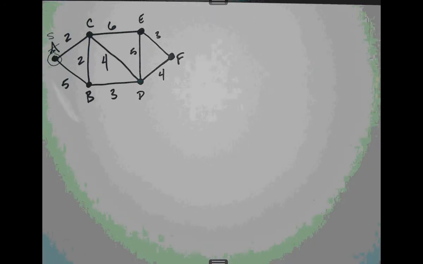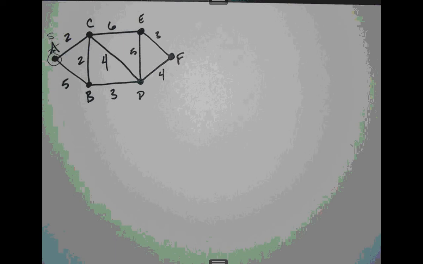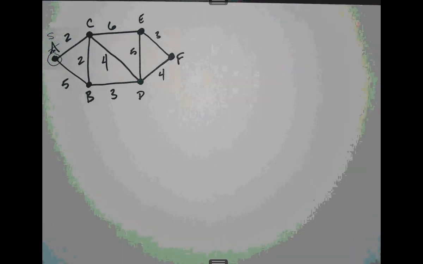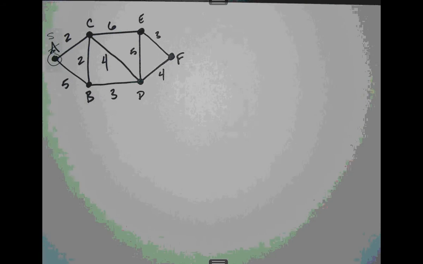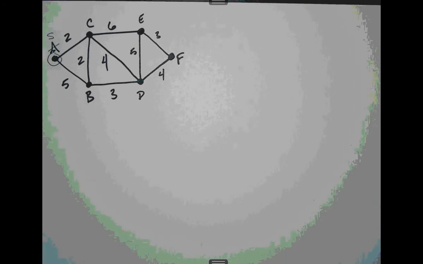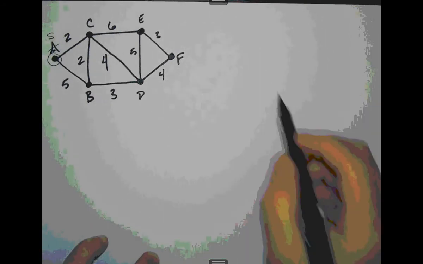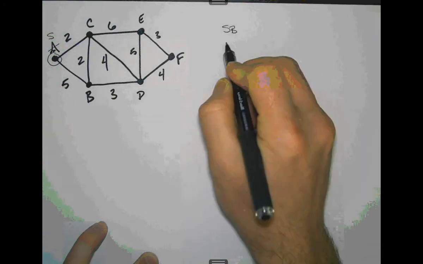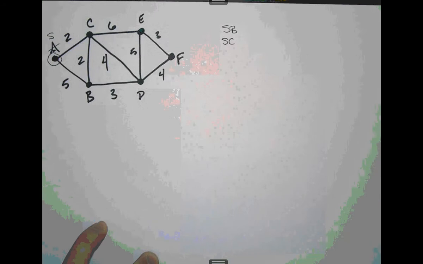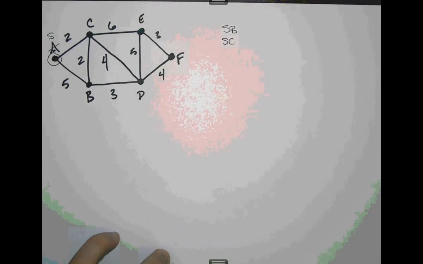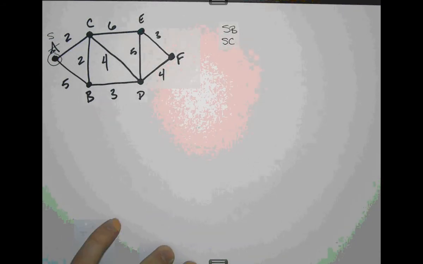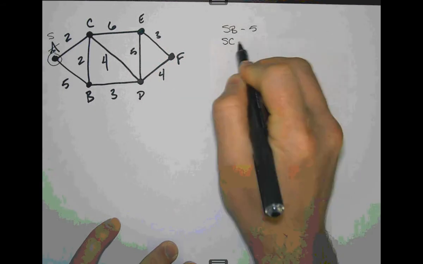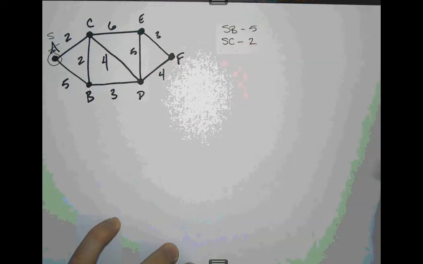Then it says, okay, great. I want to look at all the edges that have S as an endpoint. So here's what we're going to do real quick. We're going to look for all the different edges that have S as an endpoint. So we can list SB, and SC. Make sense? So we have a total distance. SB is 5, SC is 2.